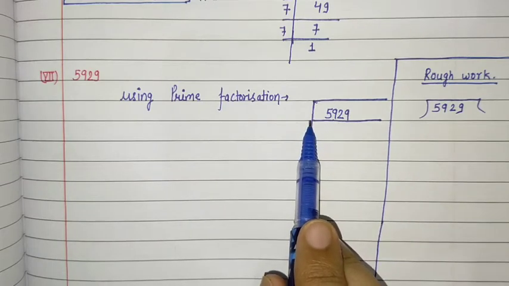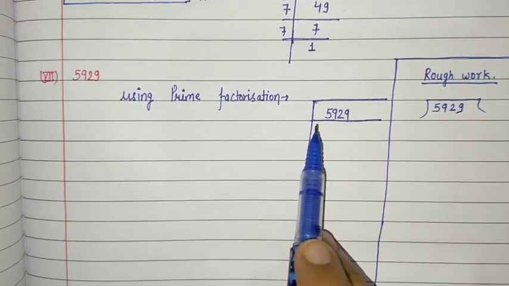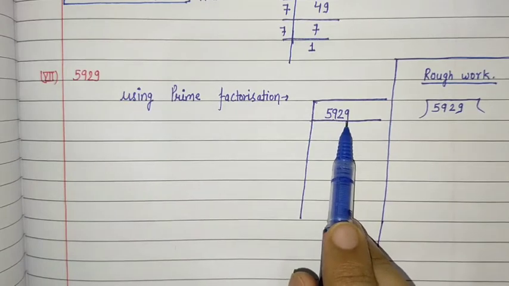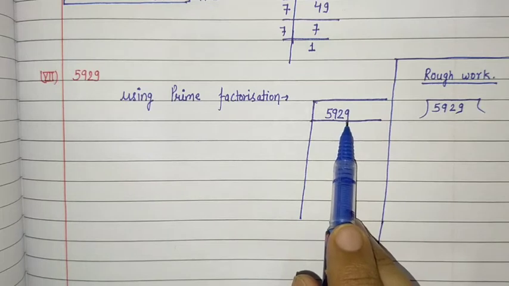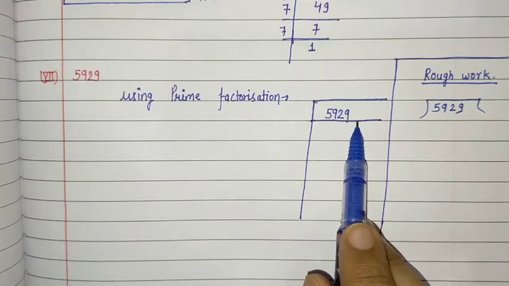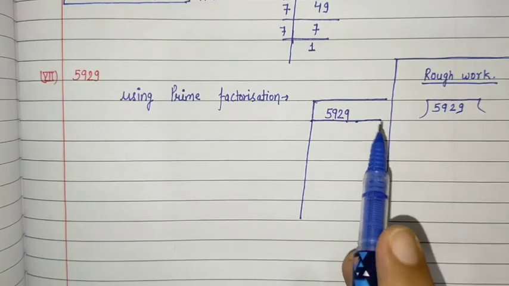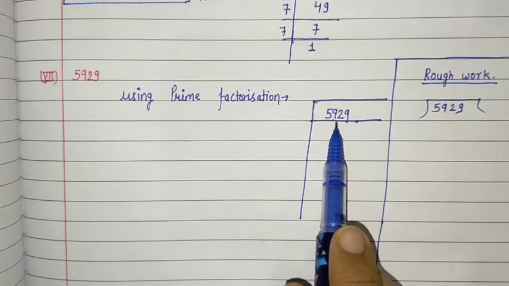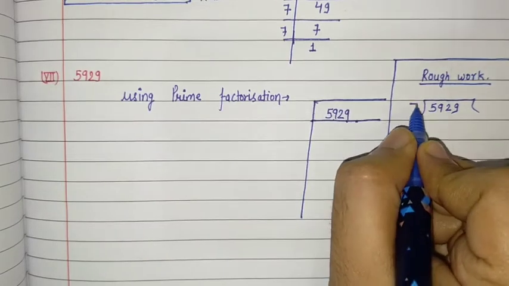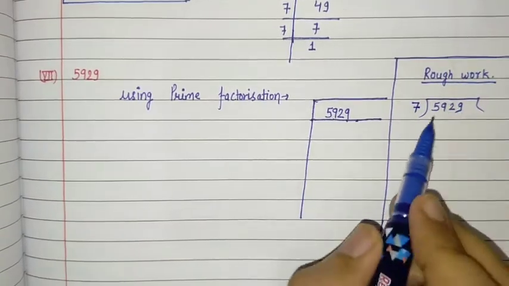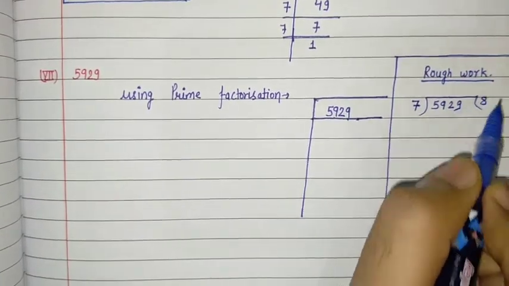After that, check the next number, 4. 4 is not a prime number. So we will check with 5. Because the last digit is 9, it is not 0 or 5, so this number is also not divisible by 5. After that, 6 is not a prime number, so we will check with 7. For 7, just do the division. 7 times 8.